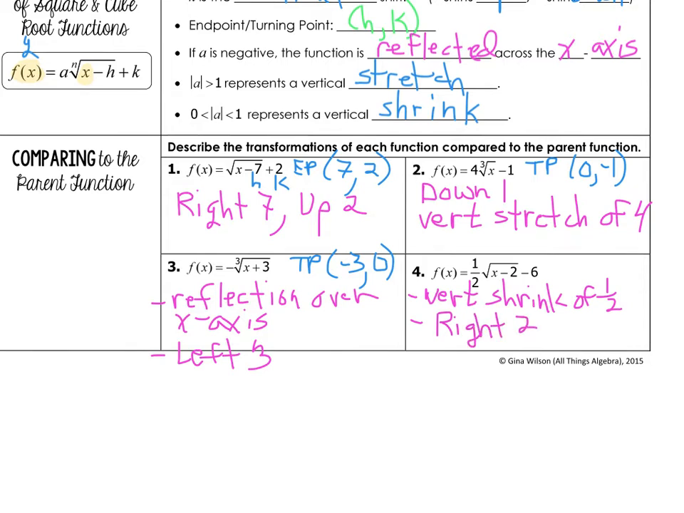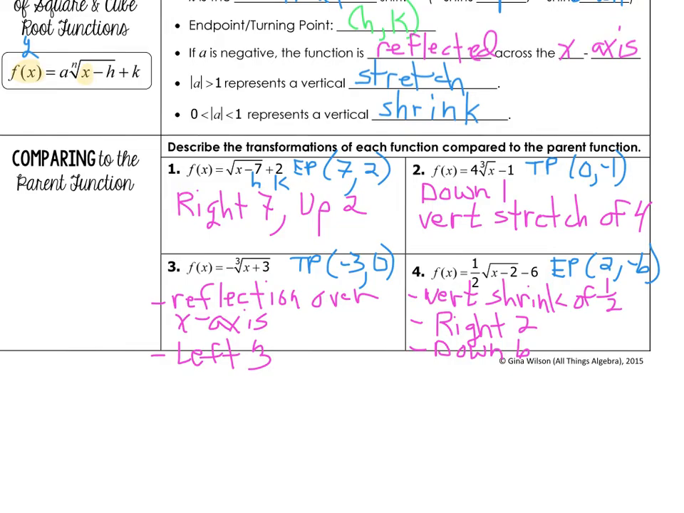And then we have this -6 outside the function, and outside the function is exactly what we think it is. Outside effects are up and down, and so this would be down 6. And the one thing that we haven't talked about is, do we have an endpoint or a turning point? Because this is a square root, we have an endpoint. So our endpoint is going to be the opposite of negative 2, which is 2, and the same as negative 6. So 2, negative 6.